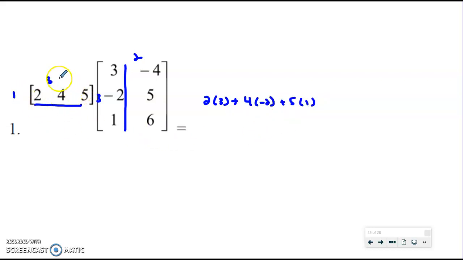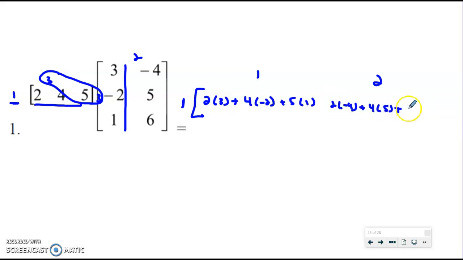Because the 3's are the same, I know my answer matrix is going to be a 1 by 2. In my answer, it's going to have 1 row and 2 columns. So I'm going to take 2 and multiply by the first entry in the second column. So I'm going to take 2 times -4, I'm going to take 4 times 5, and then I'm going to take 5 times 6 and figure out what that turns out to be.